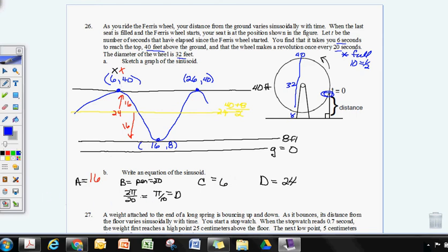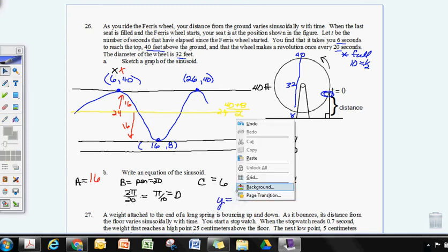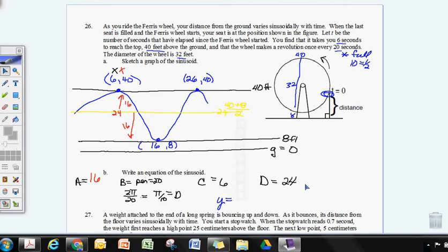So writing my equation, y equals 16 cosine of my b value, pi over 10. Now, this deals with time, so instead of theta I did time, subtract 6 and add 24.